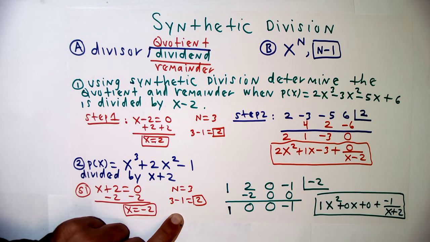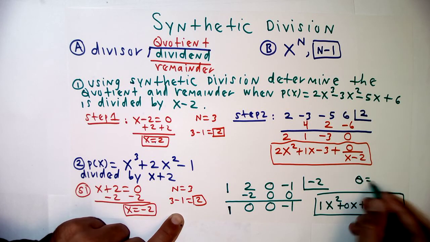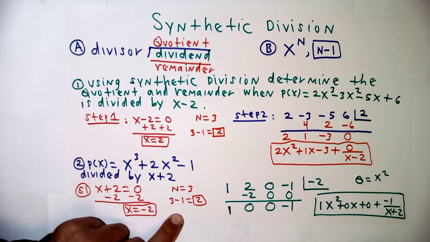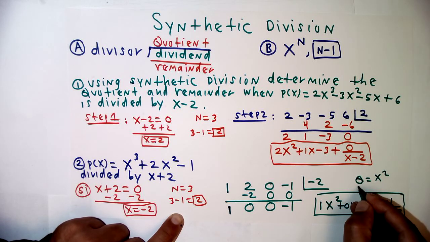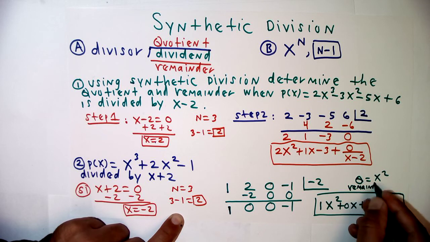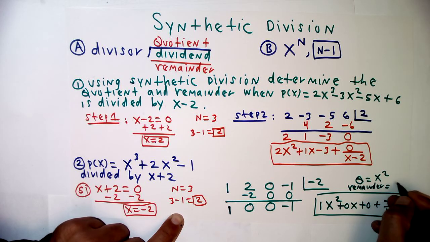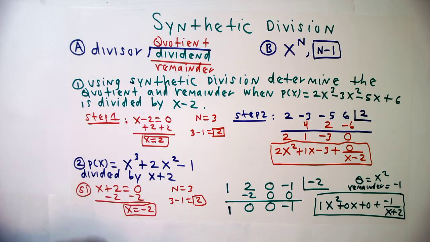Again, that's one way to write down the answer. But the other way is for you to say quotient equals x to the second and remainder equals negative 1. And that's basically the end. So I really hope that this helped you here. I know that this is not the prettiest answer, but hey, sometimes that's the way it is.